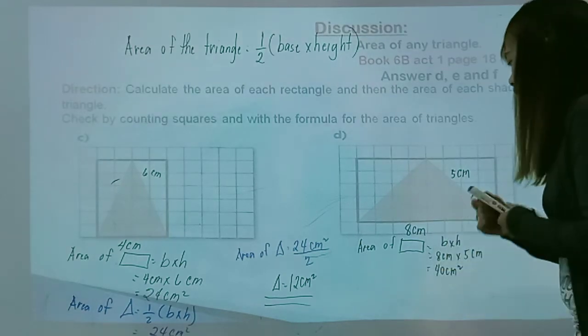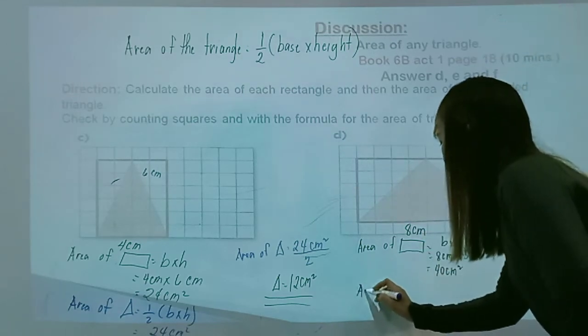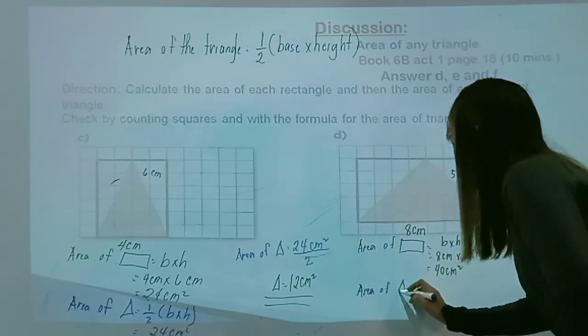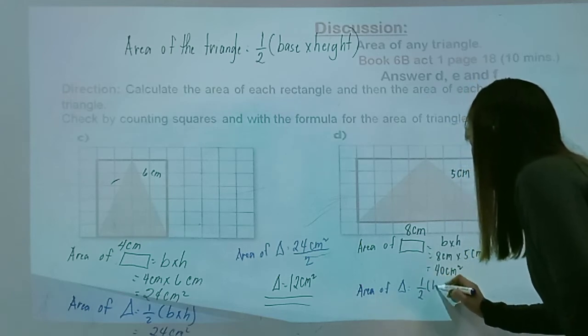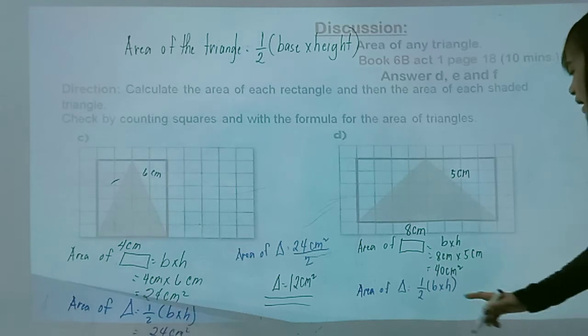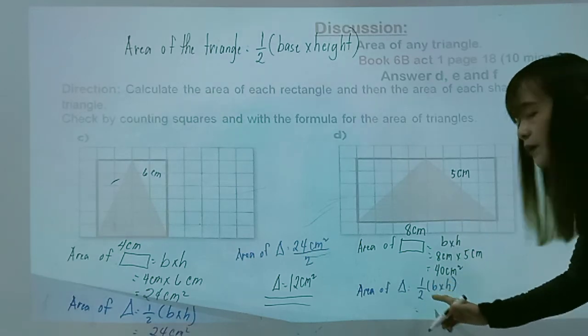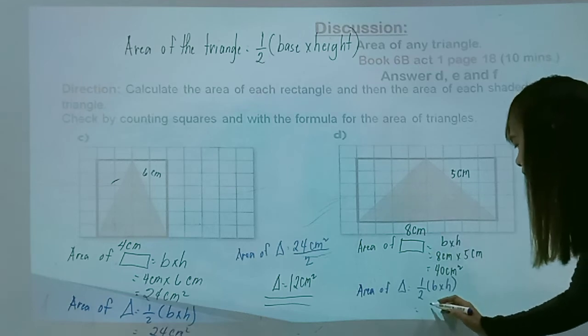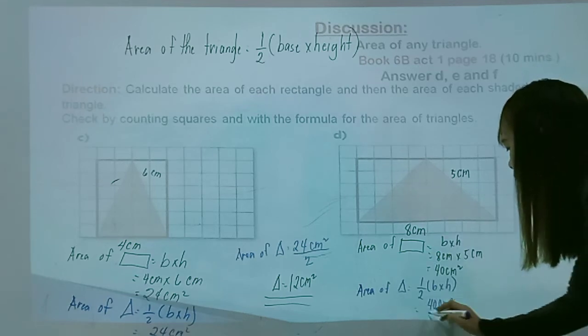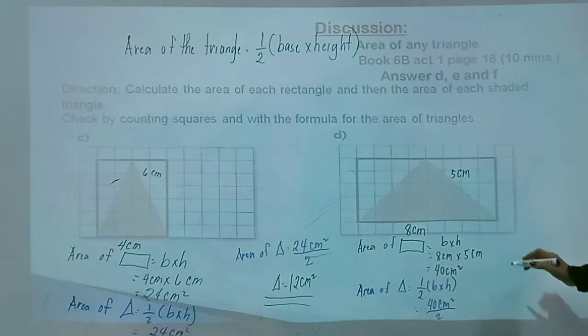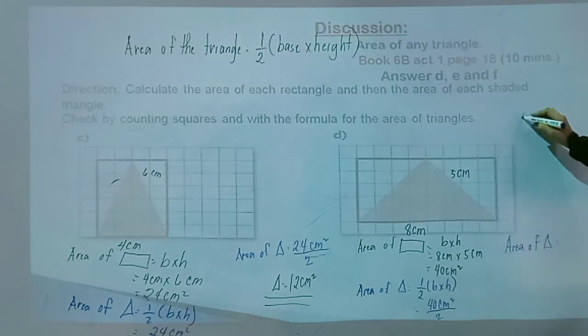Now let us find the area of the triangle. The area of a triangle is equal to 1/2 times the base times the height. Since the base times height gives us 40 centimeter squared, we divide by 2. Therefore the area of the triangle is equal to 40 divided by 2. 4 divided by 2 is 2. 2 times 2 is 4. 4 minus 4 is 0. Bring down 0. So this is 20 centimeter squared.